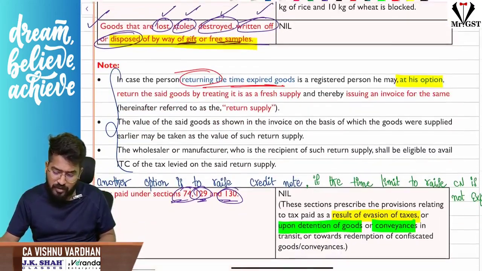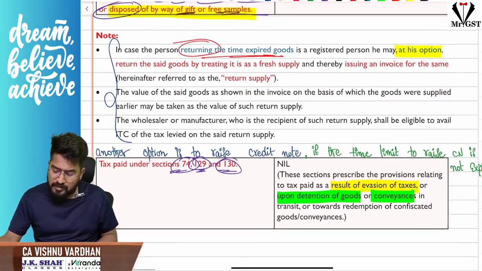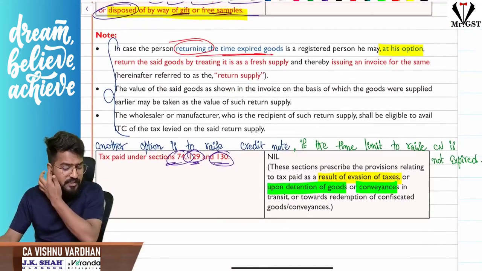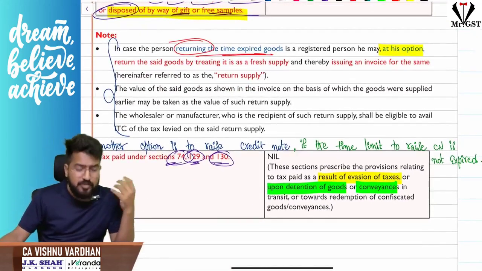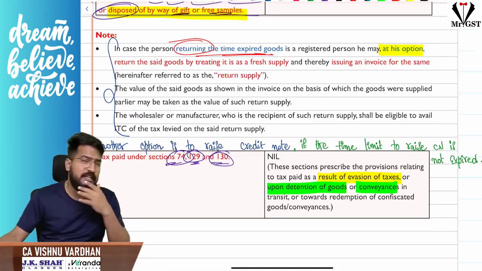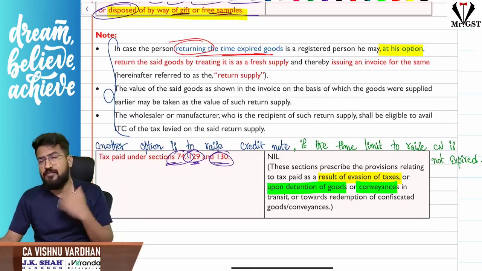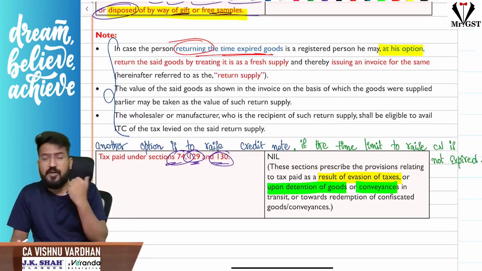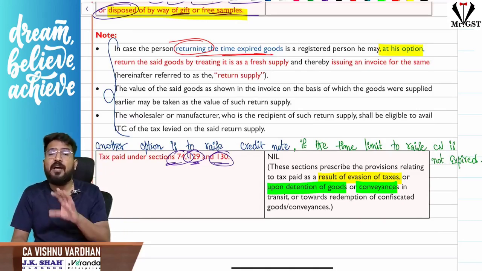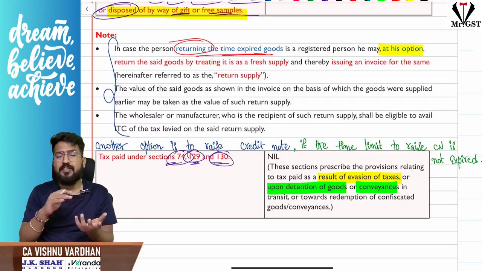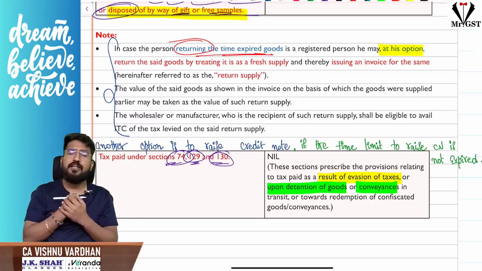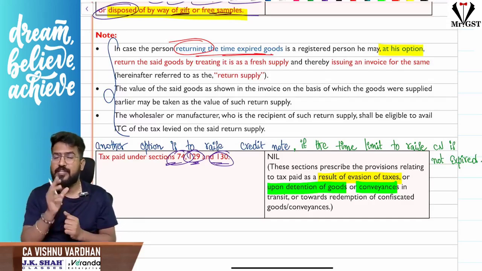Okay, here there is a small clarification with respect to the time expired goods we are returning to the manufacturer, sir. In that case, what should I do? For example, I am a pharma manufacturer. I am sending some medicines or drugs to you. After the expiry of the date, sir, you are returning those goods to me because they are unsold. So, time expired goods.